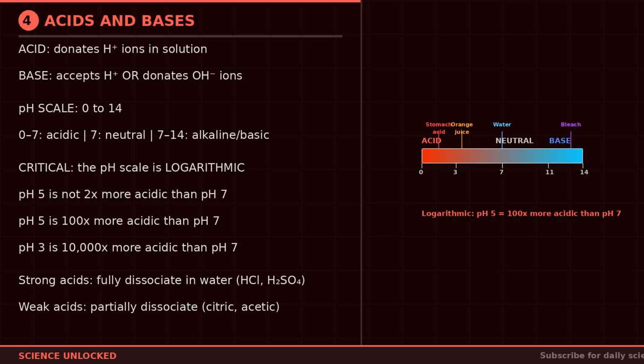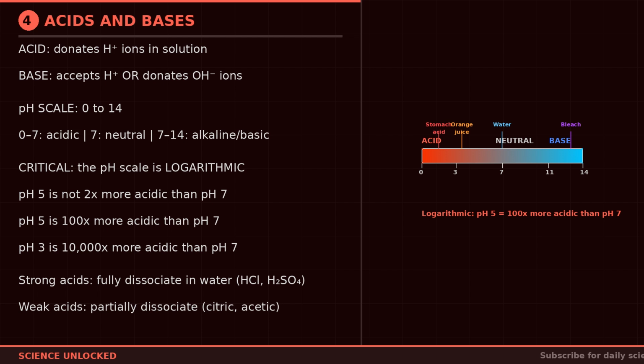Number 4. Acids and bases. An acid is a substance that donates hydrogen ions, H+, in solution. A base is a substance that accepts hydrogen ions, or donates hydroxide ions, OH-. The pH scale measures how acidic or basic a solution is. It runs from 0 to 14. pH 7 is neutral, pure water. Below 7 is acidic. Above 7 is basic or alkaline.